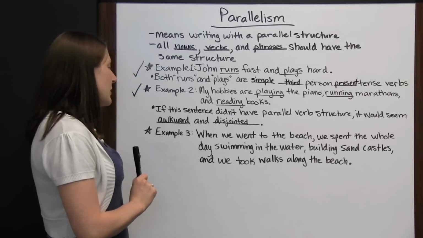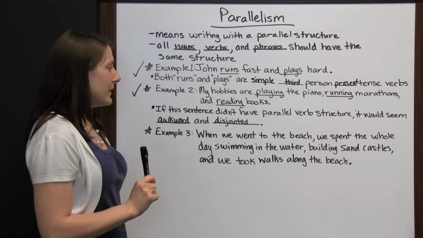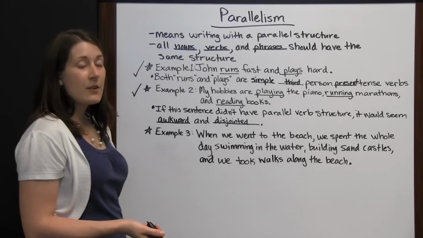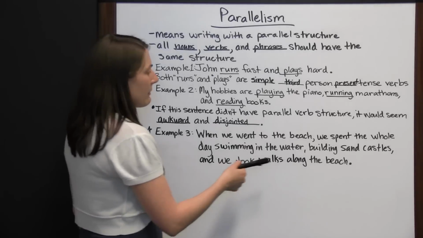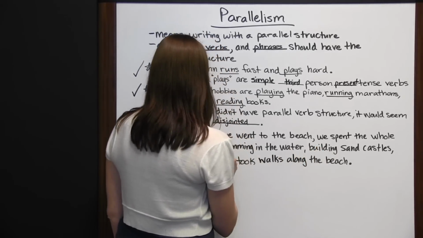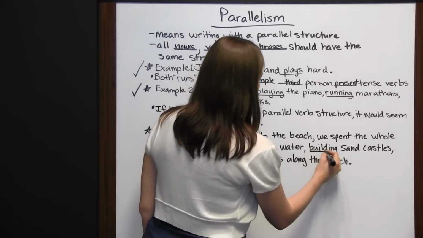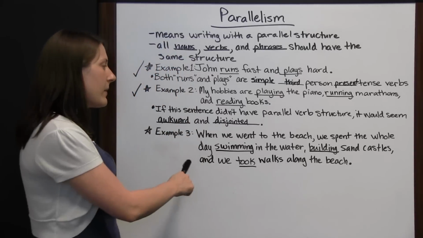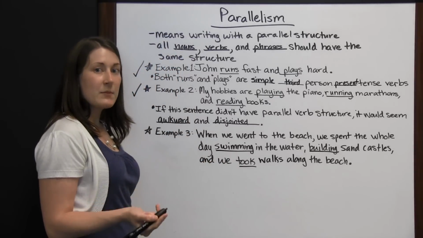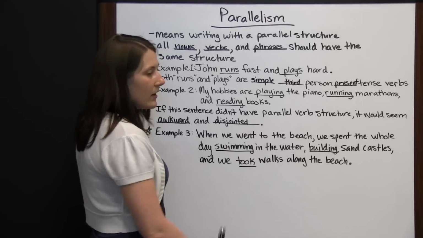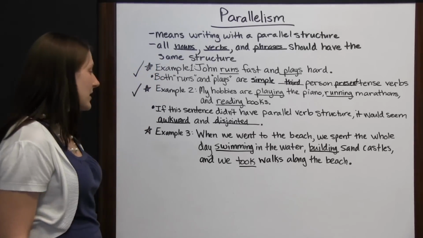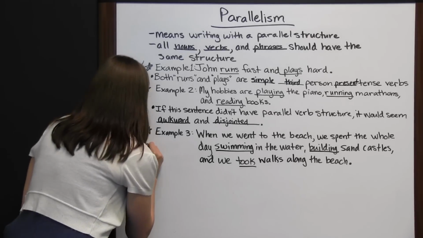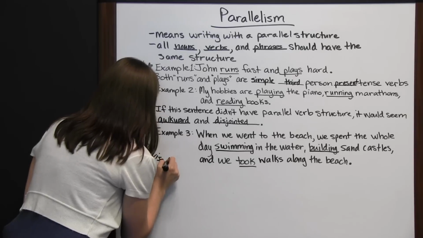When we went to the beach, we spent the whole day swimming in the water, building sandcastles, and we took walks on the beach. This one was another one with 3 verb phrases. Swimming and building are both present tense with ing endings, but took is past tense. It does not have the ing, and it makes our sentence sound disjointed. So this one needs to be revised.